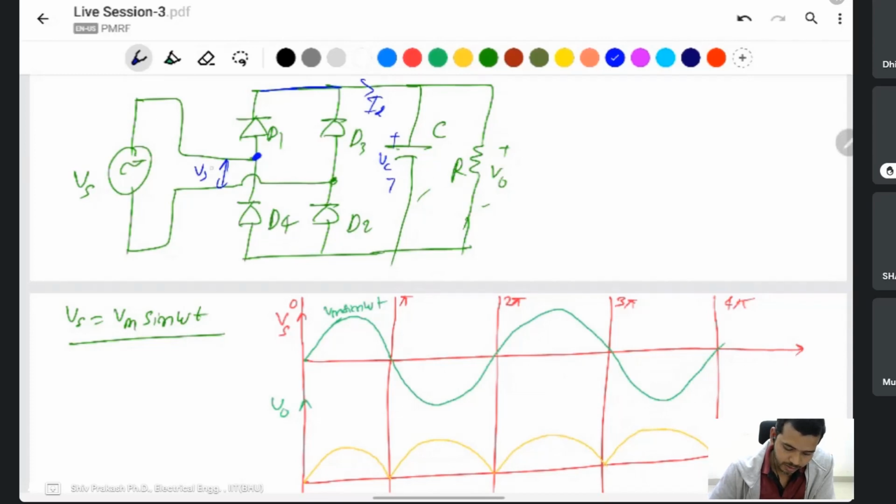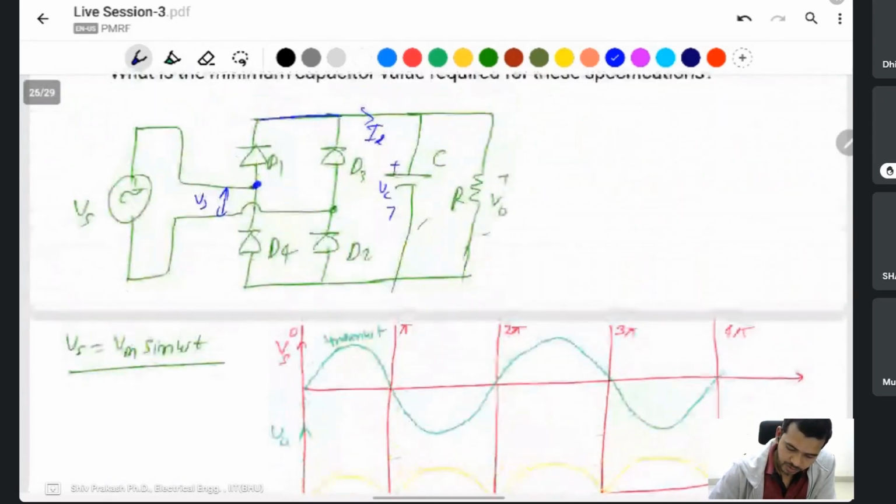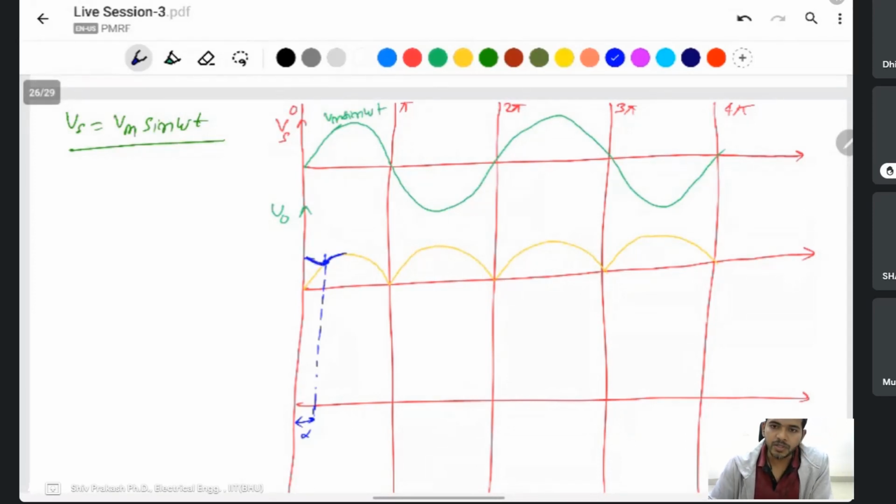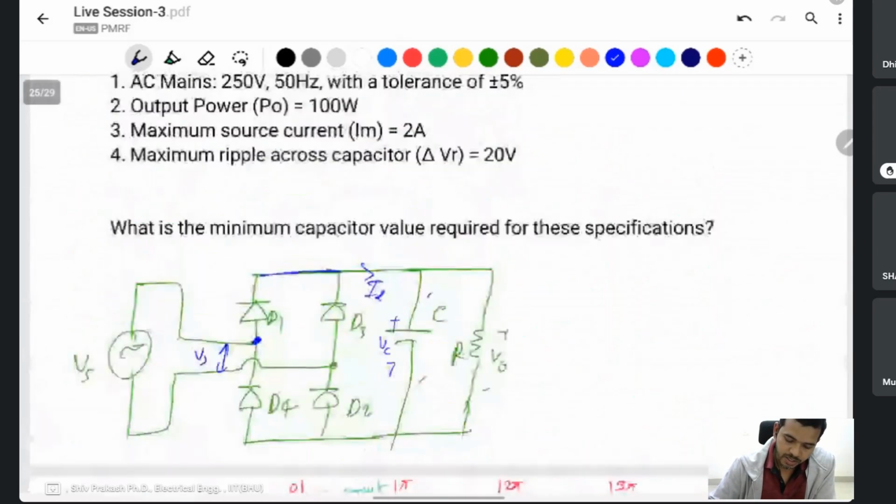When the supply voltage is below the capacitor voltage, the diode will turn off, because this one is a higher value and this one is a lower value. If I take this angle as alpha, at that time the capacitor voltage is below the source peak voltage, and the capacitor will charge. After that it discharges exponentially, because the source circuit is absent.